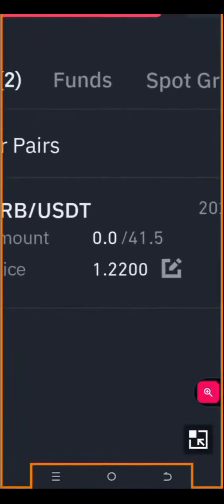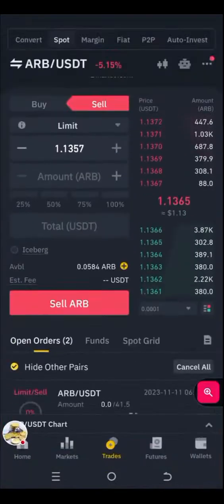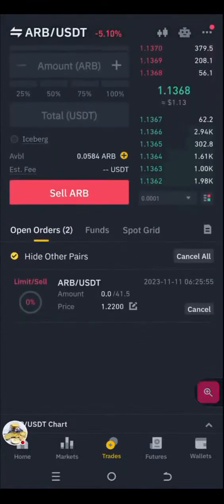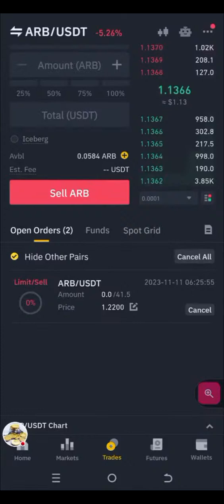So what I'm planning to get is 1.22. That's the price of ARB I want to get, right? But it's currently 1.13, because it's going down. So I'm just going to set it to get that, so that even if it takes me 1 or 2 days, once it gets to 1.22, my take profit or my sell limit will be triggered, and I will get the money, and the profit that goes with it.